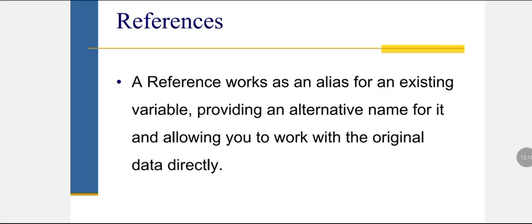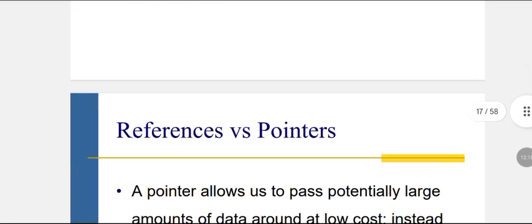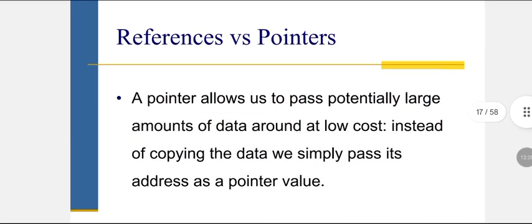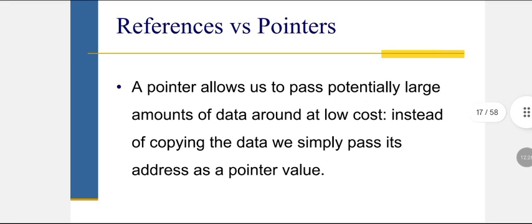Now we move on to reference versus pointers. So we are looking at the differences. Now a pointer allows you to pass a potentially large amount of data around at low cost. So the explanation is, instead of copying the data, we simply pass its address as a pointer value. So that's easy to understand.